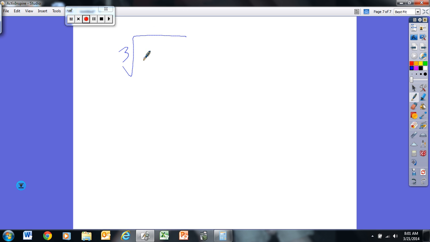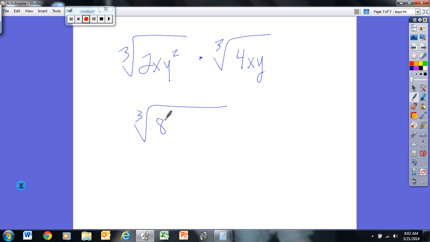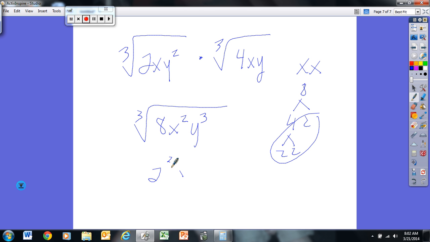Cube root of 2xy squared times the cube root of 4xy. Your answer would be under the cube root, but you would just multiply 2 times 4 is 8, x times x is x squared, y squared times y is y cubed, and then you would simplify. I know the cube root of 8 is 2. If you didn't know that, you would do the prime factorization, and you would find that you have 3 2's, and when you take out a group of 3, because it's the cube root, and then x and x, there's no groups of 3, so that would stay under the radical. And y to the third would be y, y, y, so that's a group of 3, so that would go on the outside. So your answer would be 2y times the cube root of x squared.